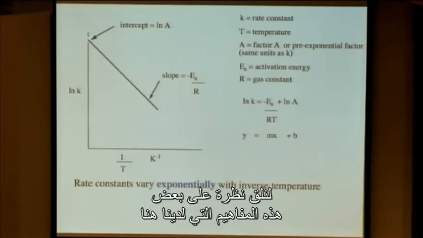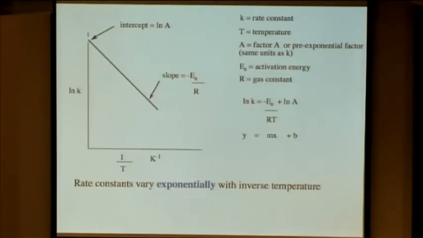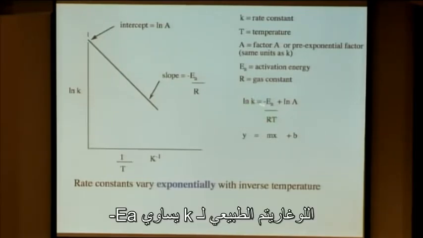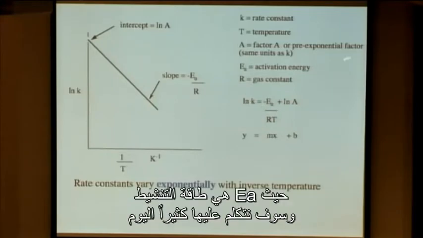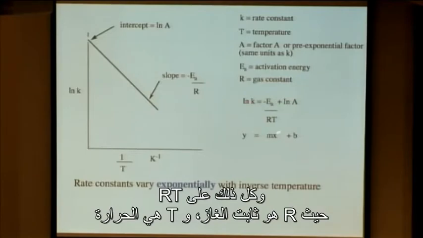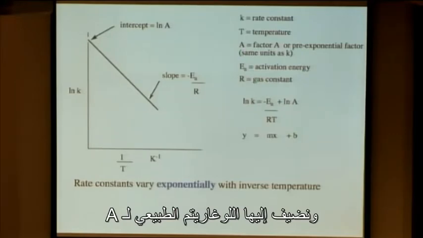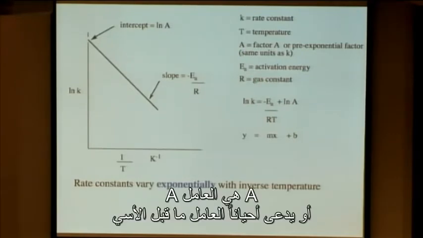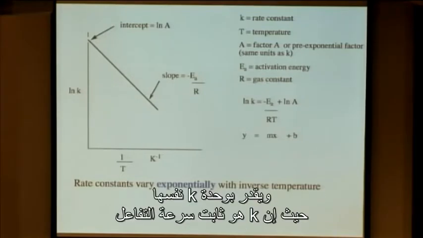So let's look at some of these terms that we have here. And here's our equation for the straight line. The natural log of k equals minus Ea, where Ea is activation energy, which we're going to talk a lot about today, over RT. R is our friend, the gas constant, and T is temperature, plus natural log of A. So what is A? A is called factor A, or sometimes it's called the pre-exponential factor, and it has the same units as k, k being the rate constant.